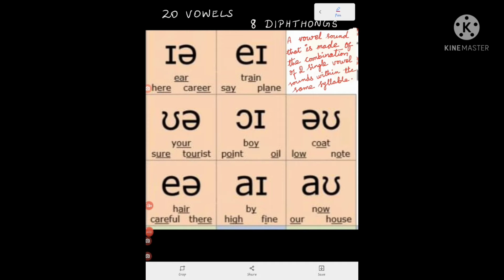Hello children, now we shall see 8 diphthongs that come under 20 vowel sounds. Okay, what are these 8 diphthong sounds?